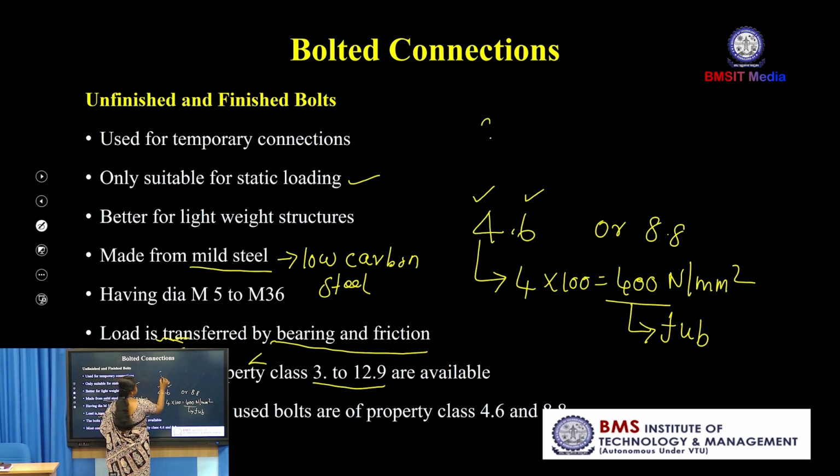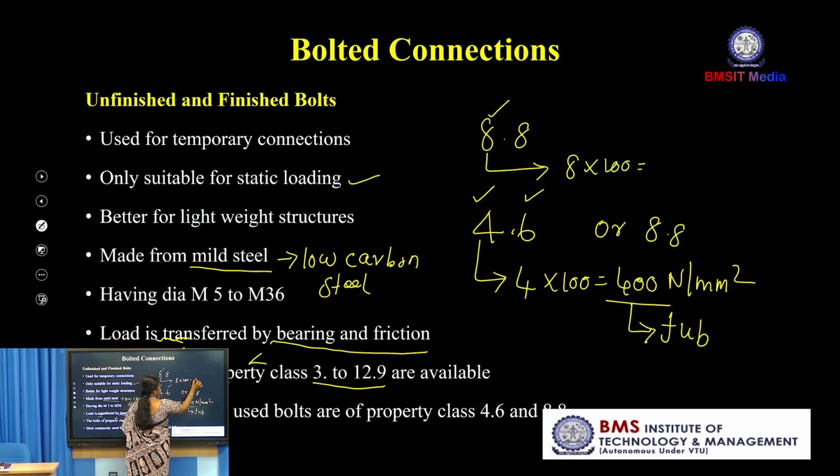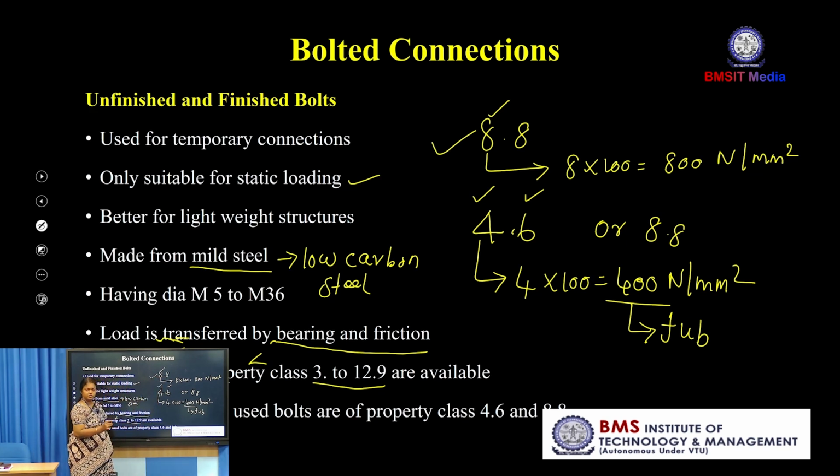For example, 8.8. What is the first term? This 8. What is the ultimate tensile strength of the 8.8 grade of bolt? Take the first term, this 8, and multiply by 100, we get 800 Newton per mm square. So the ultimate tensile strength of the bolt grade 8.8 equals 800 Newton per mm square. Now what is this 0.8 and this 0.6?